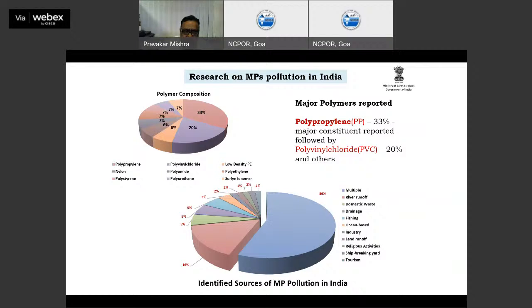And on the research on MPs, if you characterize what type of polymers, the composition, most of it is polypropylene, that means PP 33%, which means these are coming from single-use plastic, and also PVC, polyvinyl chloride, that is 20%, and others. No doubt, all types of polymer compositions we are finding. At the same time, the identified sources are multiple: river runoff, then domestic waste, then drainage, then fishing. So based on the past literature, we tried to look at the data, and this is the scenario.